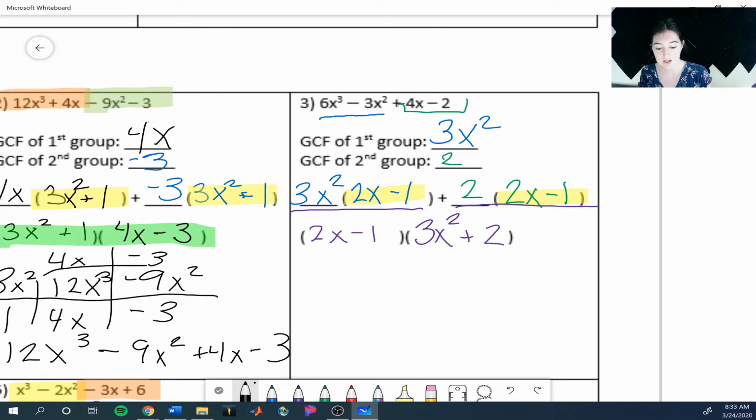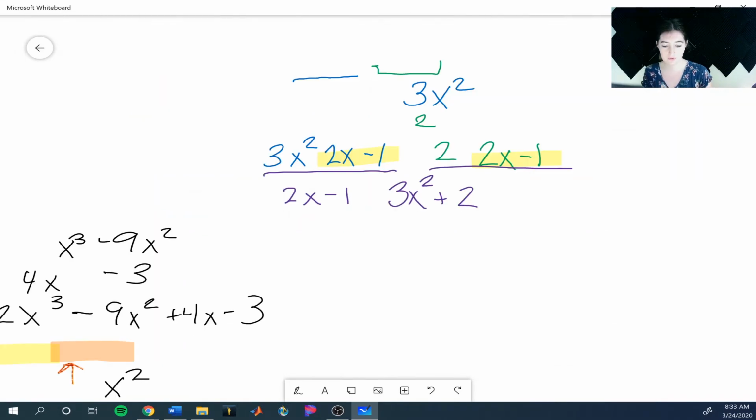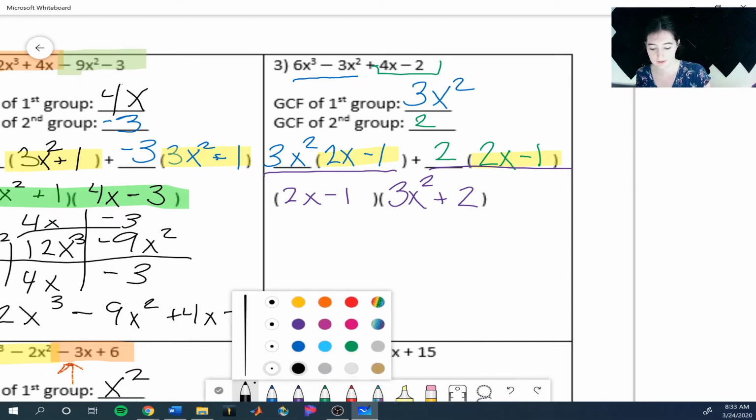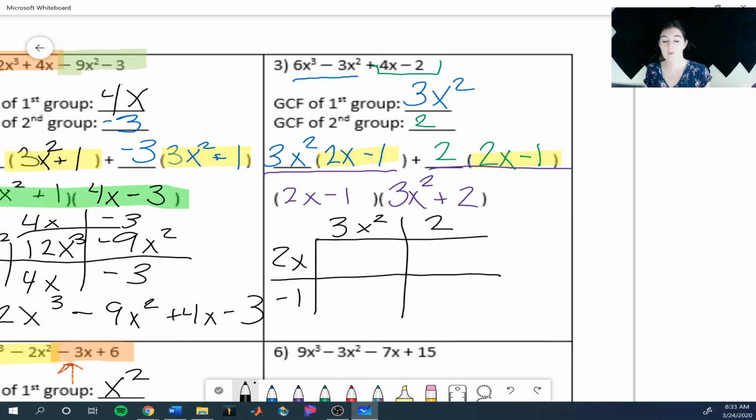Multiply is correct. So I'm going to try and zoom in a little bit. That way I can write my boxes a little better. Okay, so here we go. We have our boxes. I have 2x right here. I'm going to separate my terms with a line. Minus 1, 3x squared. Separate my terms in 2. Now, the purpose for multiplying this out is to make sure that I get the same expression that I started out with.